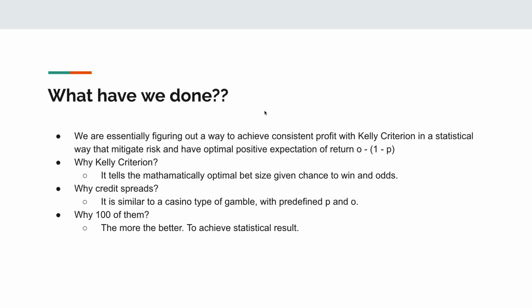Your second question, why do we choose to use credit spreads? My explanation is that it is similar to casino-type gambling with predefined P and O. And then why 100 of them? The more the better actually. If you can find 1,000 of these spreads, it's even better. In the end, we just want to achieve the statistical result. We want to eliminate the outliers.